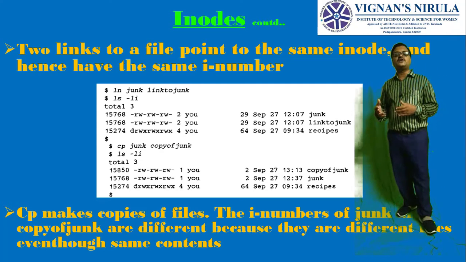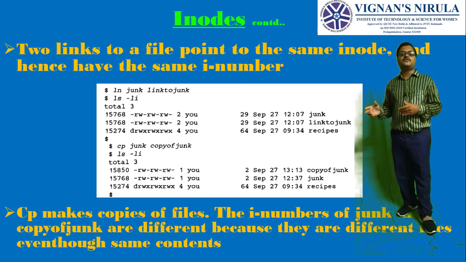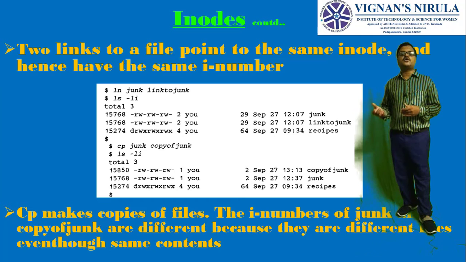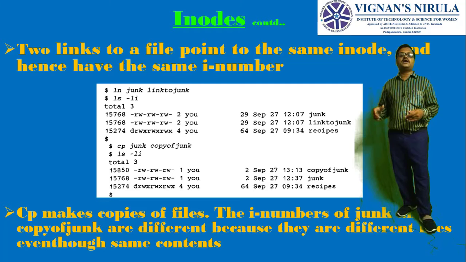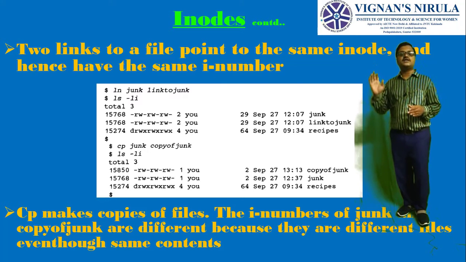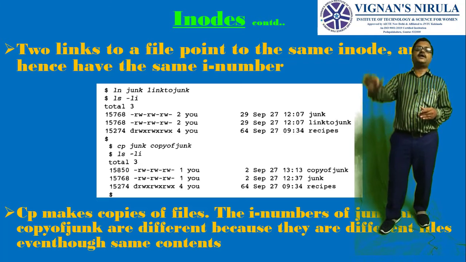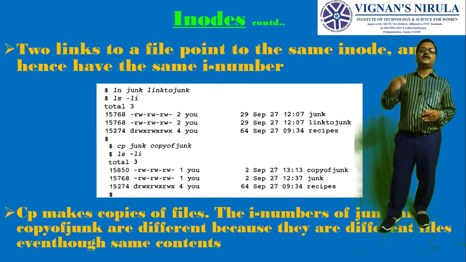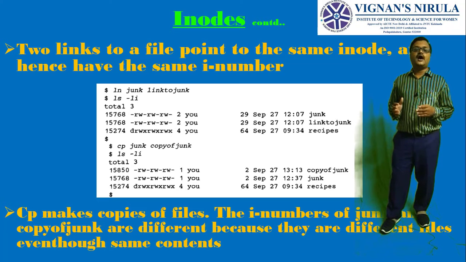So how to remove a link file? rm and the link file name. The link count will become 1. How to remove a file? Normally rm file1 file2, so it will remove 2 files. How to remove a directory? rm -rf directory name. It will remove the directory, including the contents of the directories or subdirectories, and recursively it will remove all the files and the subdirectories of the directory. So that is the way of doing the rm command.